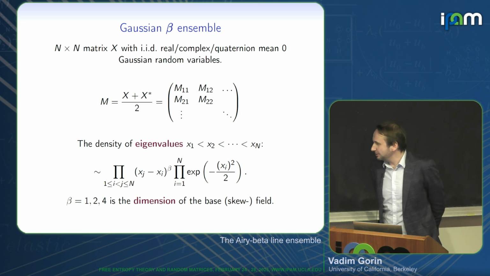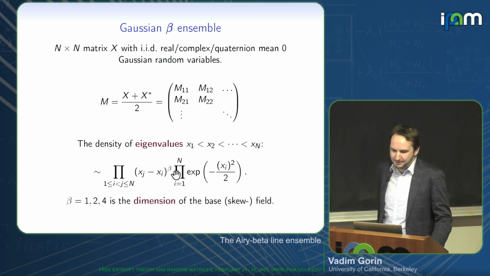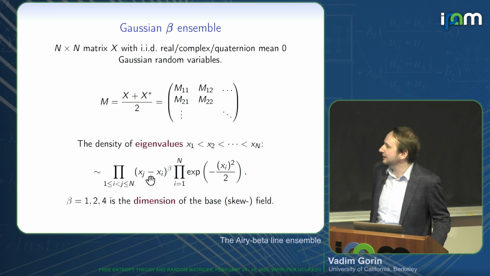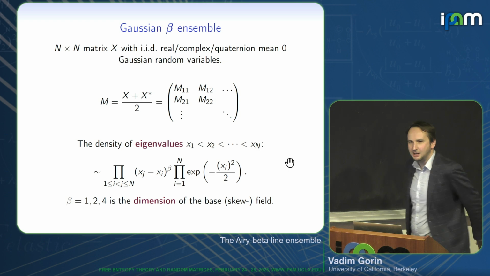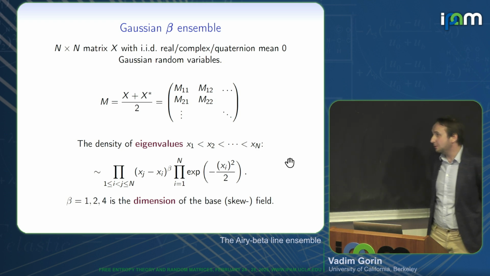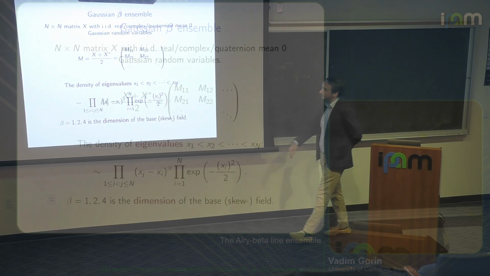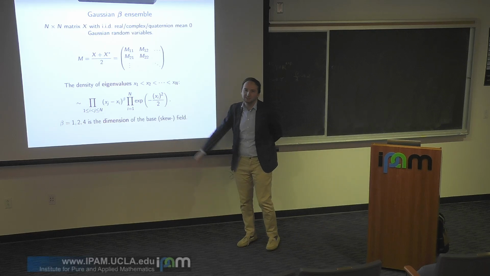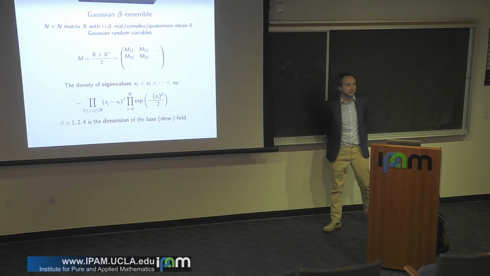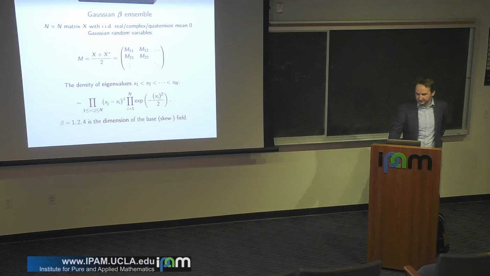Now, when you look at this formula, you can notice that, interestingly, whether you deal with real, complex or quaternionic entries only enters very mildly. It's just this parameter beta, to which xi minus xj is raised. And in particular, you can take this formula and extend the definition of this ensemble from these classical betas 1, 2, and 4 to arbitrary real values of beta.